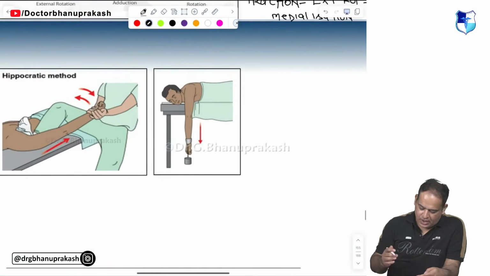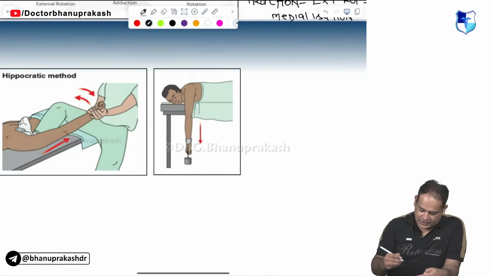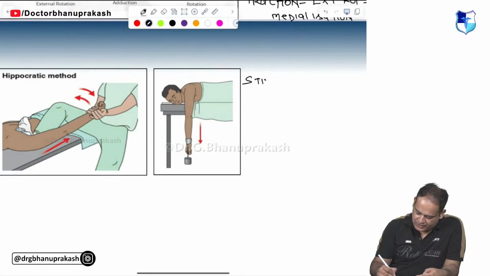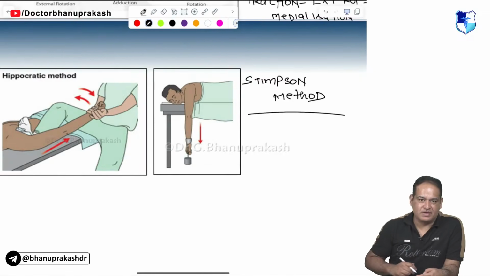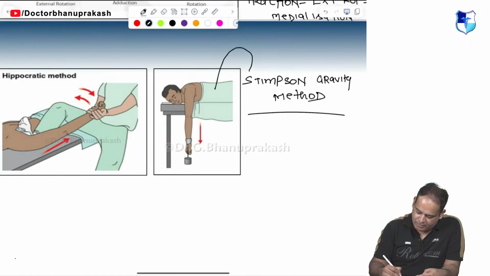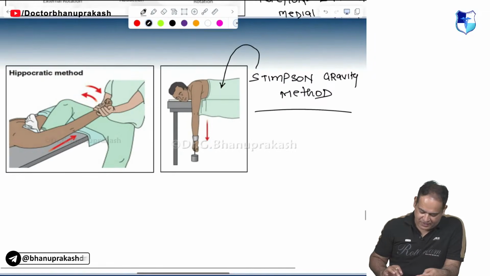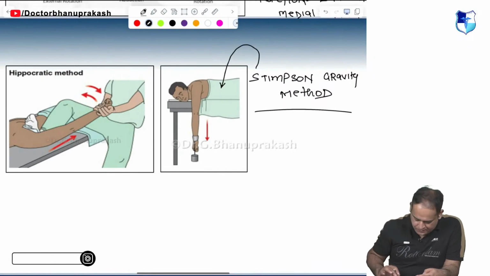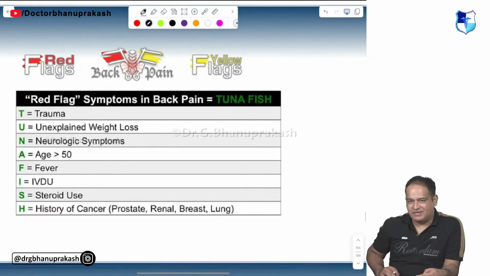Then Hippocratic method, that is also another method for reduction. And then Stimson method, also called as Stimson gravity method, okay. We move to the next thing there.